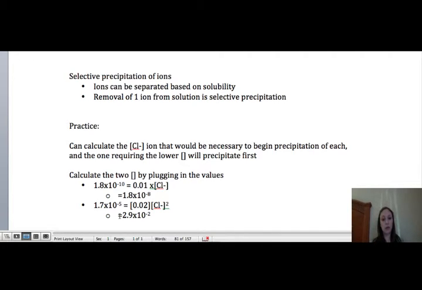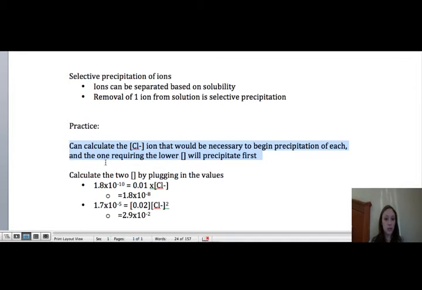You just have to figure out, like I have written right here in the highlight in blue, can you calculate the Cl minus ion that will be necessary to precipitate each one? And then whichever one is the lower number is the one that precipitates first, because that means you need the least amount of chloride to actually get that to precipitate. So all you do is calculate the two chloride values by plugging in your numbers, and then check and see which one's lower.